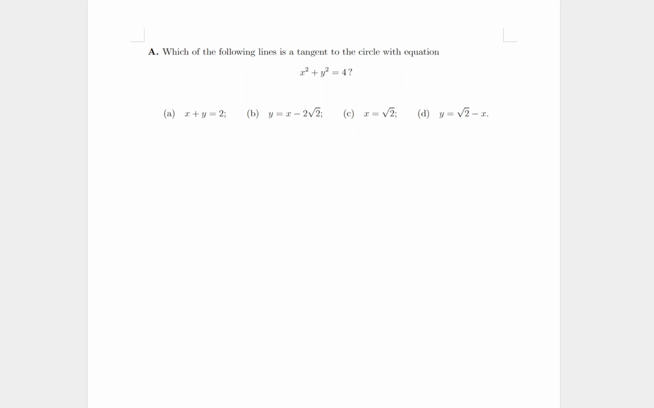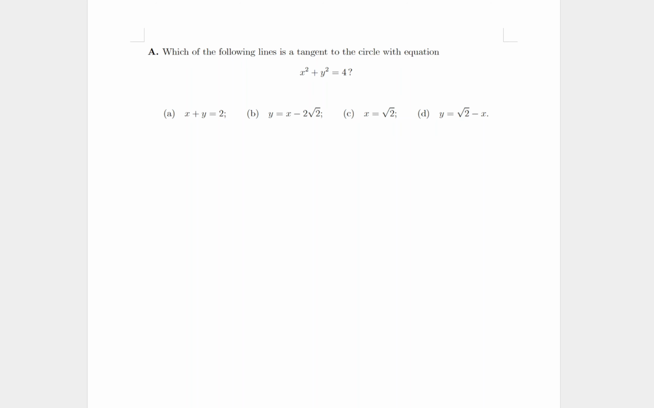Alright, so let's go for a new paper today. So MAT 2012 and question 1A, which of the following lines is a tangent to the circle with equation x squared plus y squared equals 4, which is a circle with radius 2 around the origin, right? And which of the following is a tangent.